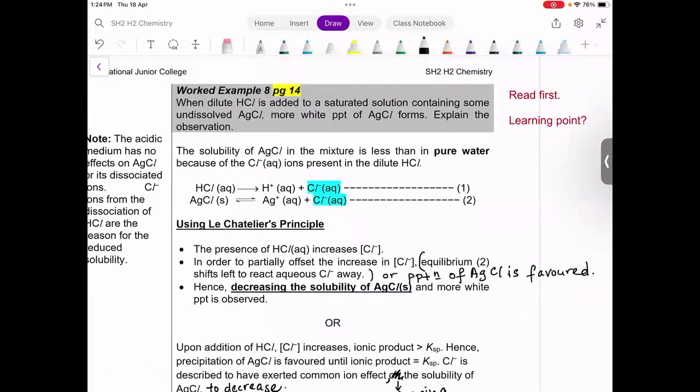Silver chloride is the sparingly soluble salt system that we are looking at. Do recognize that hydrochloric acid is a strong acid, so it will undergo full dissociation. There's a surplus of chloride coming from hydrochloric acid. Because of this surplus, there's a disturbance to your equilibrium number 2.